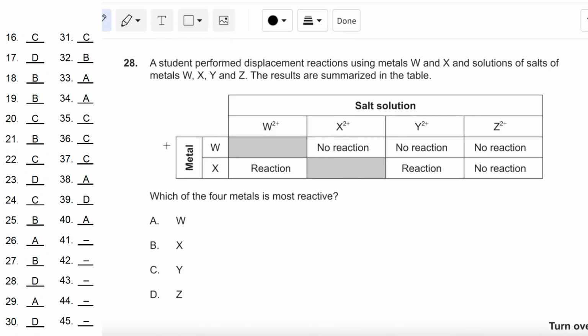Continue to question number 28. A student performs displacement reactions using metals W and X and solutions of salts of metals W, X, Y, Z. The results are summarized in a table. If you see which one is the most reactive, the one that could not be replaced, it's Z. So Z is the most reactive compared to W, X, and Y.